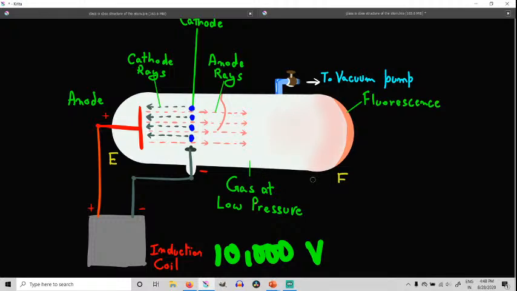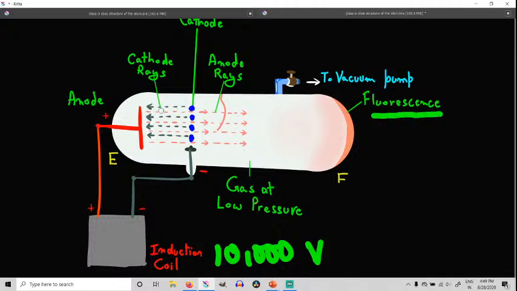So on applying high voltage, as I told you, about 10,000 volt between the anode and cathode. This is anode and cathode. So how much voltage was applied between anode and cathode? 10,000 volt, right? It is observed that a fluorescence appeared on the glass wall of the discharge tube, and due to what? Cathode rays. Now you can see this side fluorescence can be seen, right?